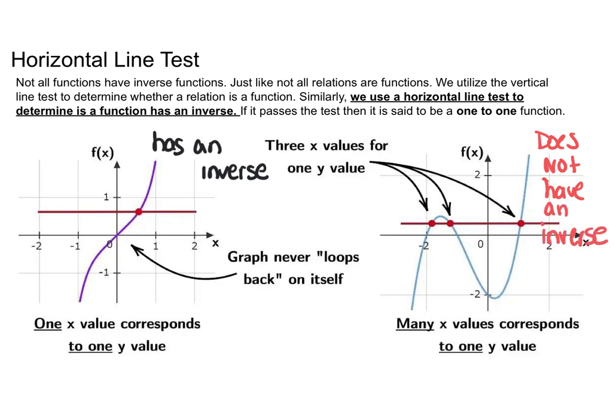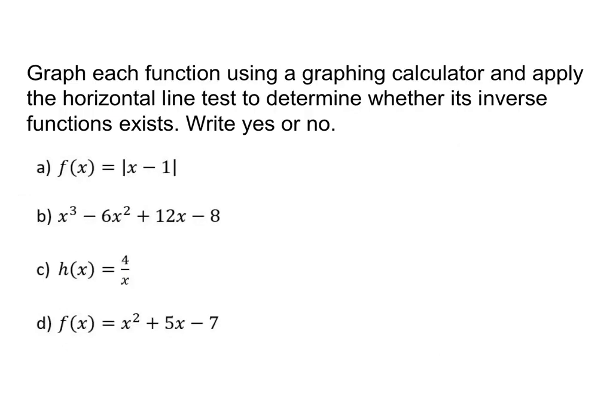It is important to know whether something has an inverse or not, because if you are asked to find the inverse of a function and it does not have an inverse, you do not want to waste your time. In this exercise, you would need to use a graphing calculator of some sort and apply the horizontal line test to determine whether its inverse function exists. You just need to determine a yes or a no.